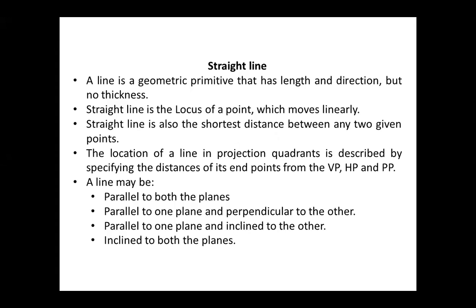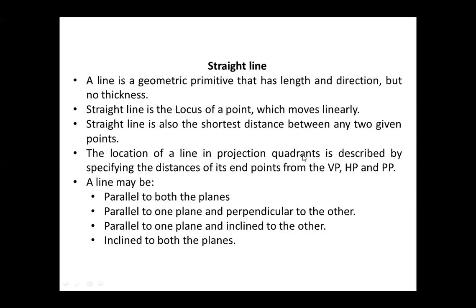Straight line. A line is a geometric primitive that has length and direction, but no thickness. We assume that a line has no thickness whenever we use drawing. Now, a straight line is a locus of points. It is made of n number of points which moves linearly, and it is always the shortest distance between any two given points.